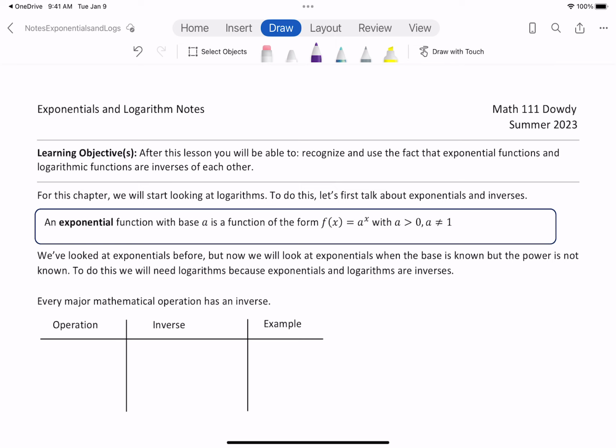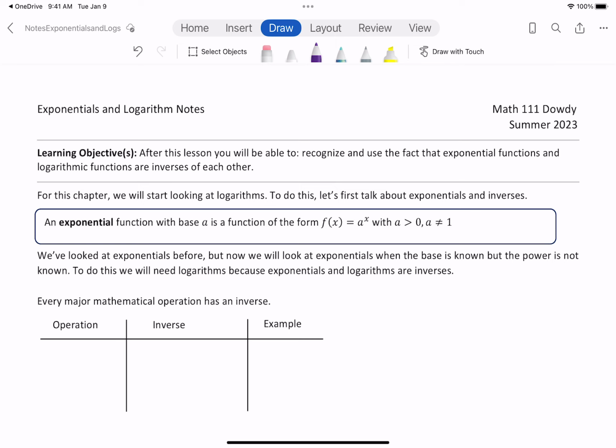Alright, the last material we're going to look at for the course is exponentials and logarithms as inverses of each other and how to use these. So we want to get to where we can solve and do things with logarithms. To do this, let's first talk about exponentials and inverses a little bit.